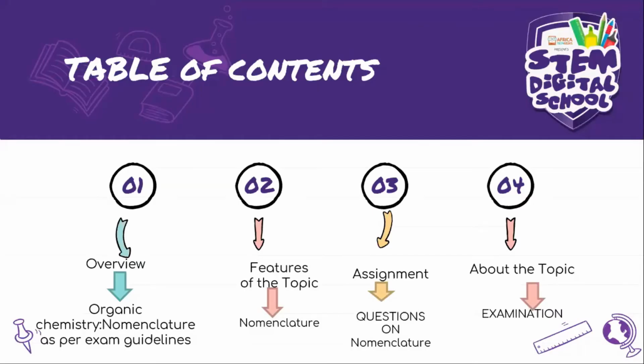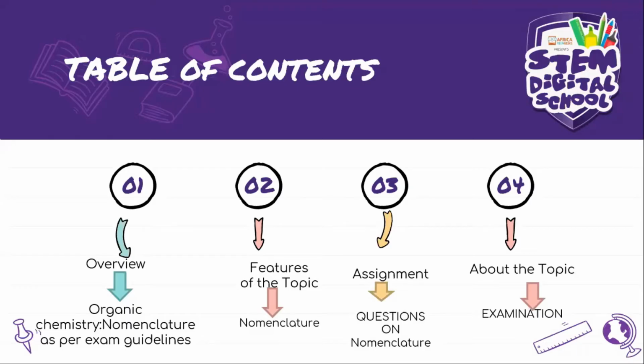Now, the outline of the lesson today will be an overview on organic chemistry, so it's nomenclature that we are going to focus on today, because this section is actually divided into 3. We have nomenclature of organic compounds, then we have physical properties of organic compounds, and lastly we have reactions of organic compounds. So for today, we are going to look into nomenclature of organic compounds.